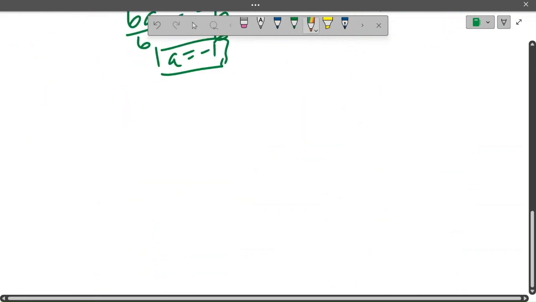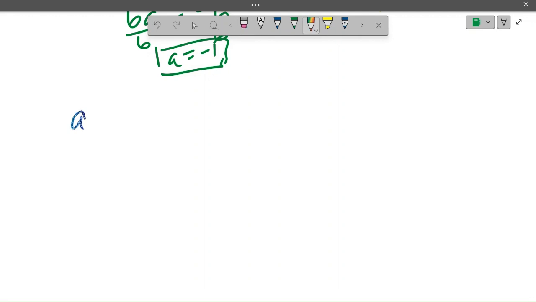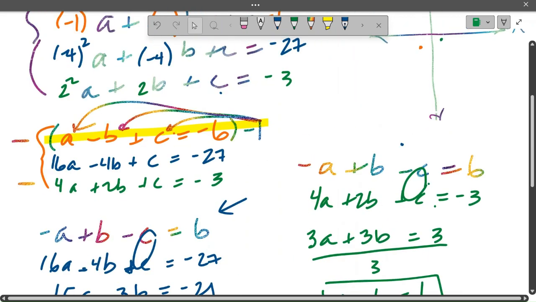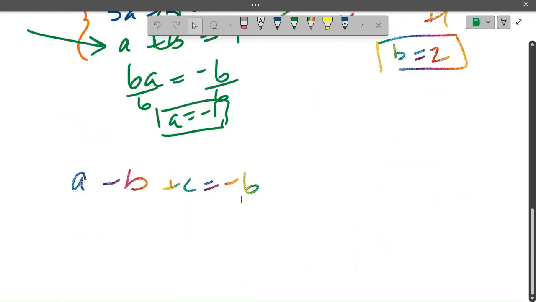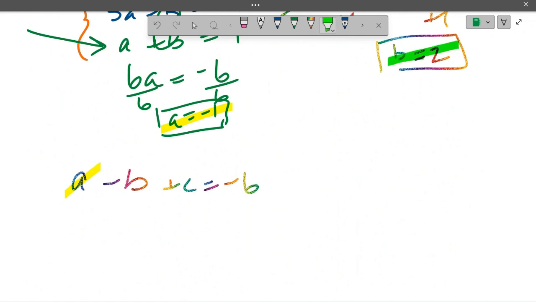Okay. So we have a minus b plus c equals -6. Let's just double check I wrote that right, because we wouldn't want to mess up on this stuff. That would take a lot of extra work. Everywhere I see a, I'm substituting -1. Everywhere I see b, I'm substituting 2. And then what that will let me do is solve for c.